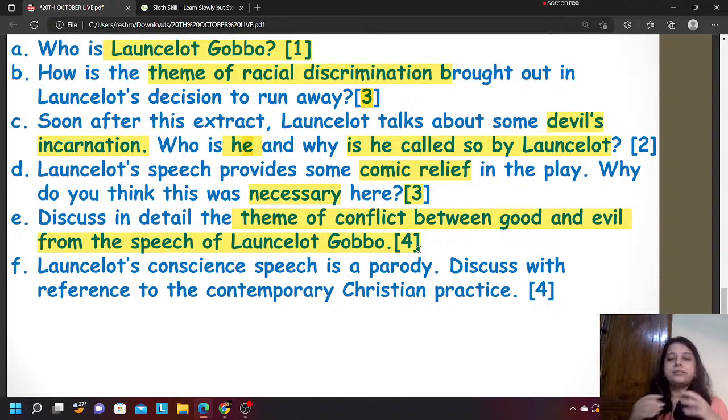Theme of conflict, there is some kind of mismatch in ideas. He's thinking something and something else is happening. Second scene, when Portia mocks the suitors who returned without trying their luck, and the third one was Antonio signing the bond. Okay. Try question number E. Discuss in detail the theme of conflict.